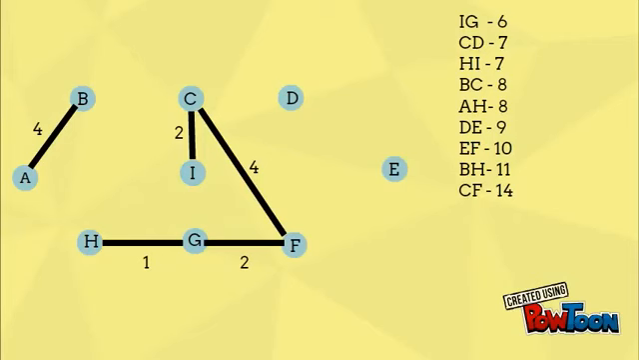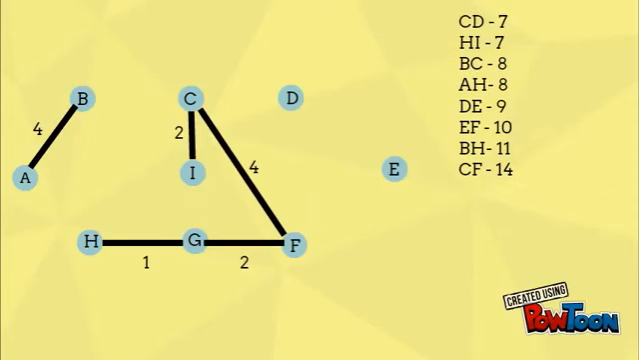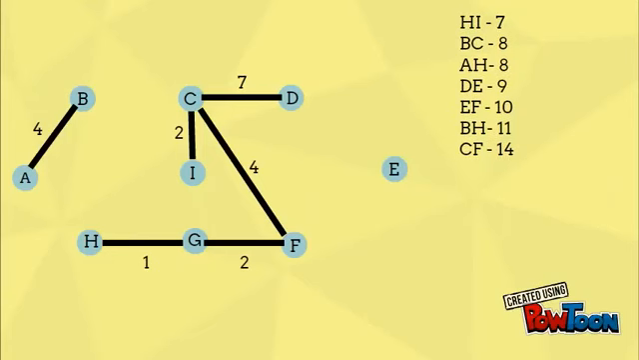Now in the list, GI has the least weight. However, this edge, when included, forms a cycle. Hence, we shall discard this edge. Now we take edge CD, as it has the least weight amongst the remaining edges and no cycle is formed after adding it. The next edge with the least amount of weight is HI. However, this edge, when added, forms a cycle, hence we discard it.